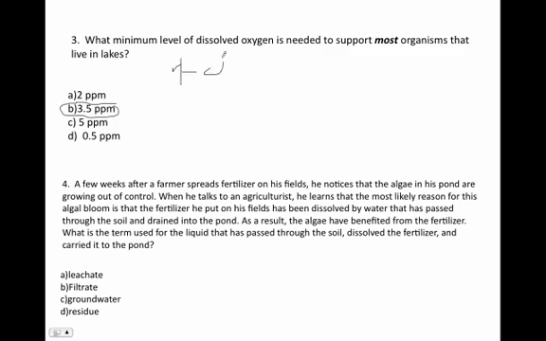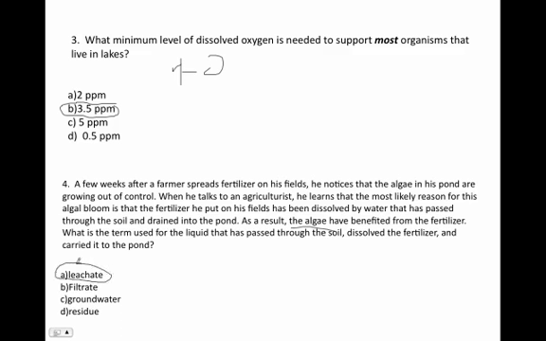Sometimes it is poorly oxygenated. A farmer spreads fertilizer. When he talks to an agriculturist, he learns that the most likely reason for his algal blooms is the fertilizer has dissolved into the water and passed through the soil into the pond. As a result, algae have benefited from the fertilizer. What is the term used when the liquid passes through the soil like this to cause the algae blooms?